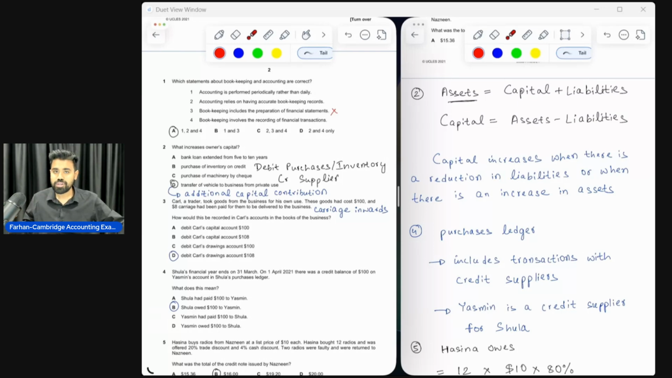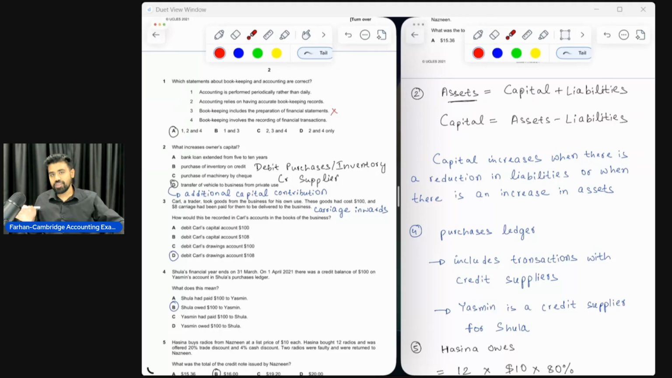Therefore, capital is not really increasing, right? What about option C? Purchase of machinery by check. When you buy machinery by check, your assets, which are the machinery as a non-current asset, are increasing in value. Therefore, you would be debiting machinery to say that assets are increasing.